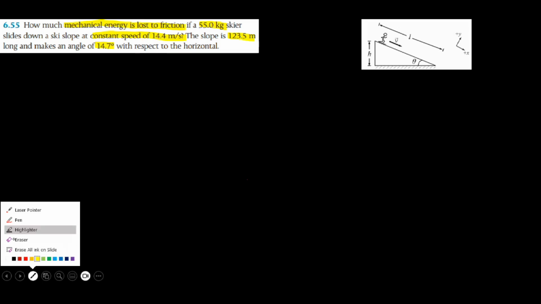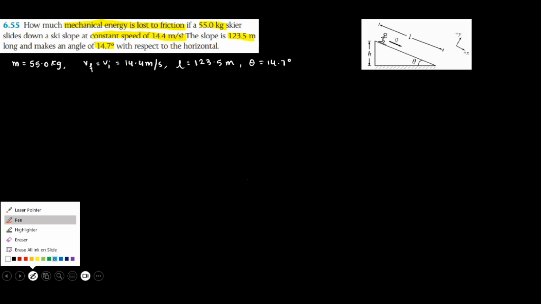So let us first write down what is given to us. The question has given me the mass of the skier, which is 55 kilograms. I have the initial and final velocity, which is the same since they have a constant speed. Constant speed means the speed will not change. So my V final will be equal to V initial, which is 14.4 meters per second. The length of the slope is 123.5 meters, and the angle theta is 14.7. I need to find the mechanical energy lost to friction.